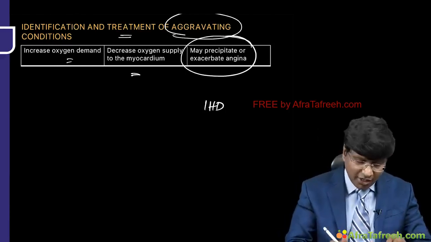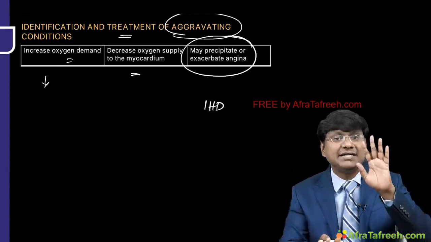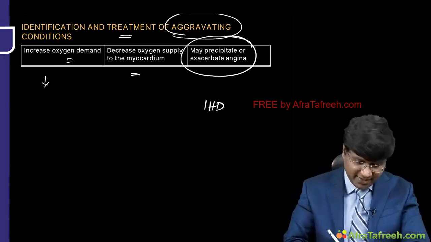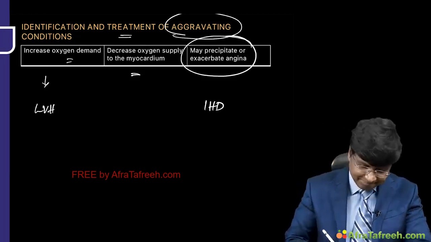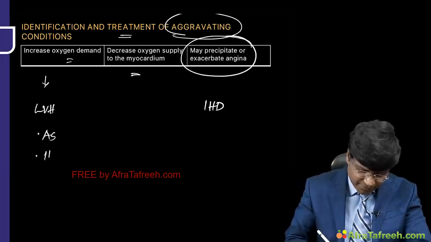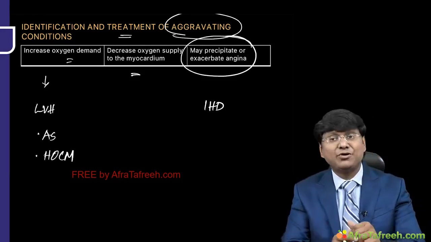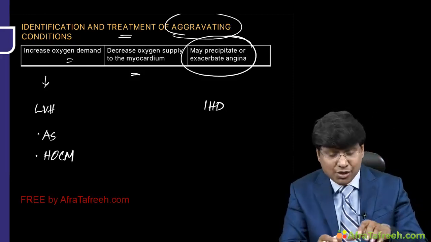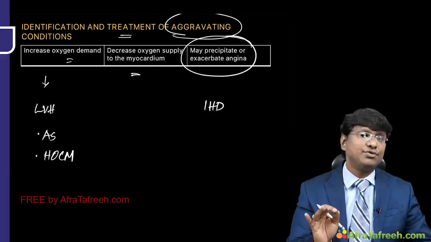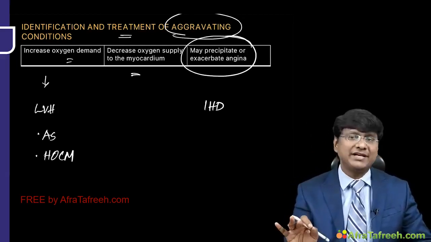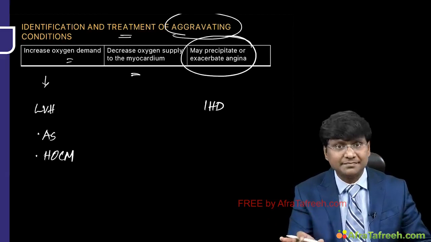Now, what are those conditions where there is increased demand? That will be any condition which is causing left ventricular hypertrophy, like aortic stenosis or hypertrophic obstructive cardiomyopathy. So they will increase the demand and thereby contribute to the angina. They should be excluded or treated, right?